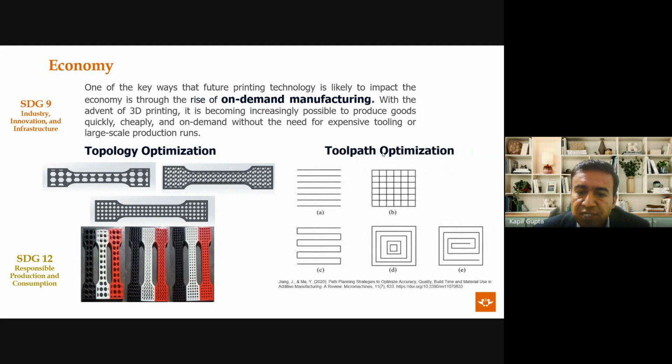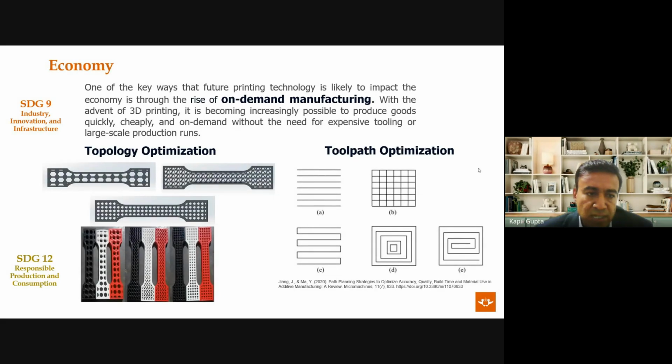Another attempt is toolpath optimization. So it is about deposition rate optimization, the fast deposition rate. So that toolpath should be optimized. So those interventions are towards supporting the economy. Why? Because we are targeting making the 3D printed object before time.